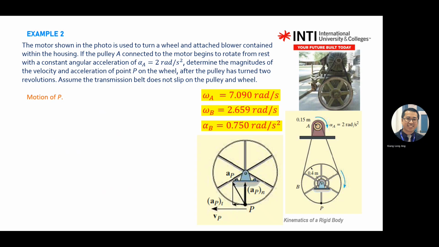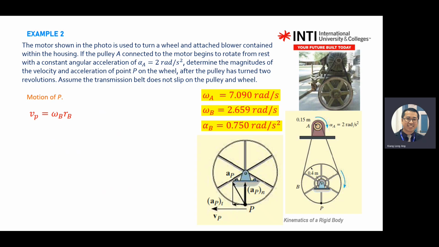Why pointing this way? Because it rotates clockwise, it rotates in this direction, so the particle is pointing this way. Then once you find your normal A, you can find the magnitude and direction of P. Again, pull back. We look at P.